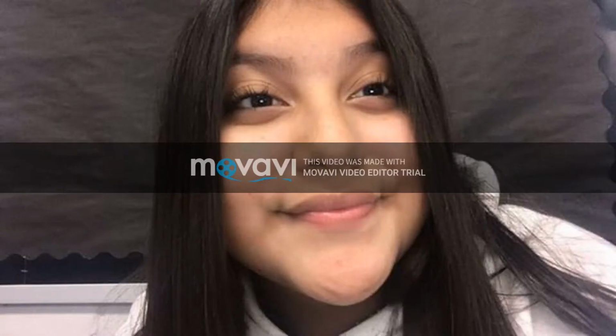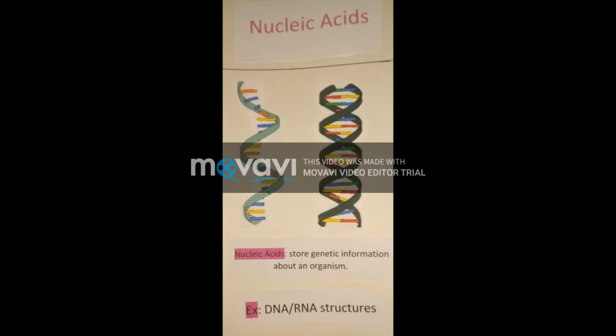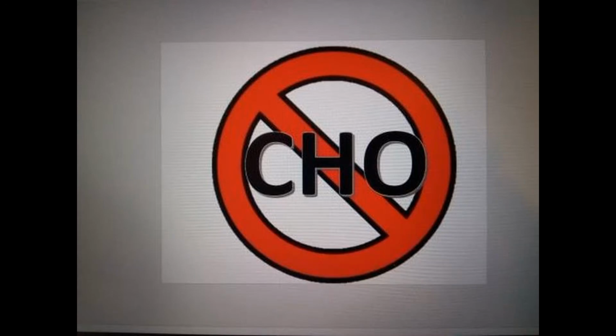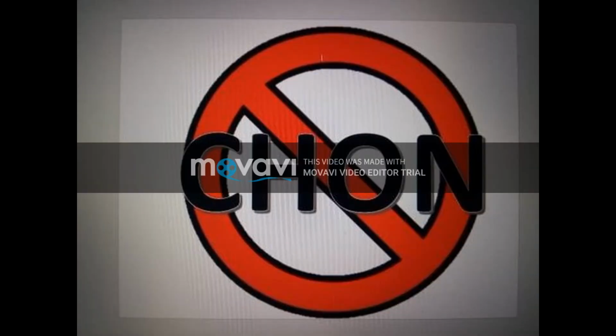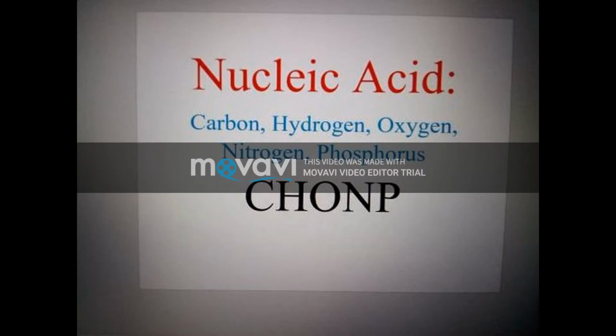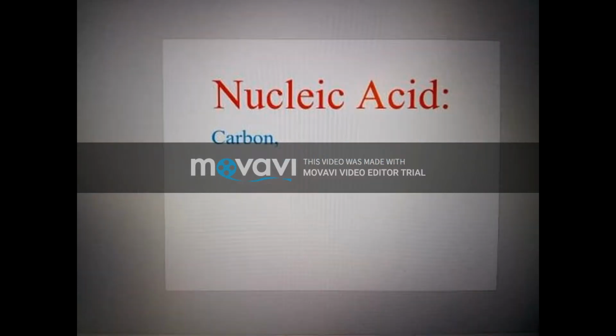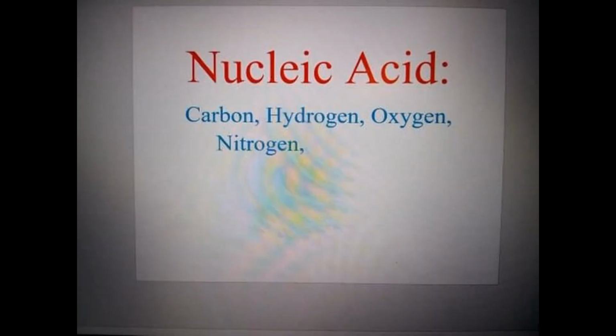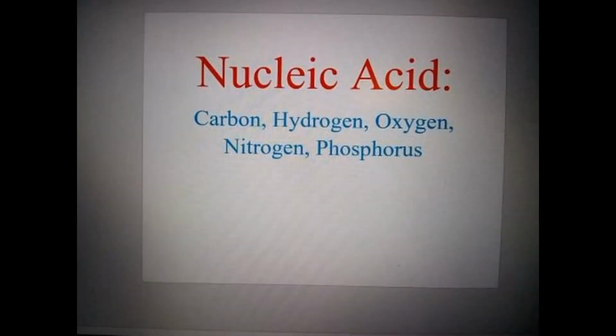So anyways, the last biomolecule you need to know about is nucleic acids. These biomolecules are completely different from the other 3. This one adds yet another element to itself. Instead of being CHO like carbs and lipids, or CHON for protein, nucleic acids would be CHONP: carbon, hydrogen, oxygen, nitrogen, and phosphorus.